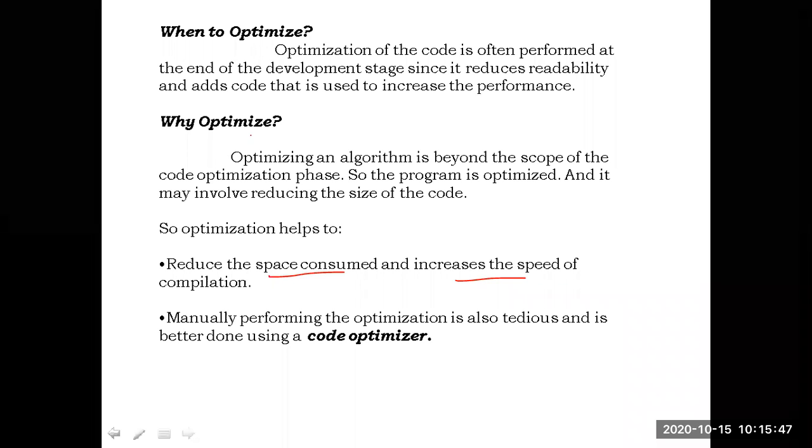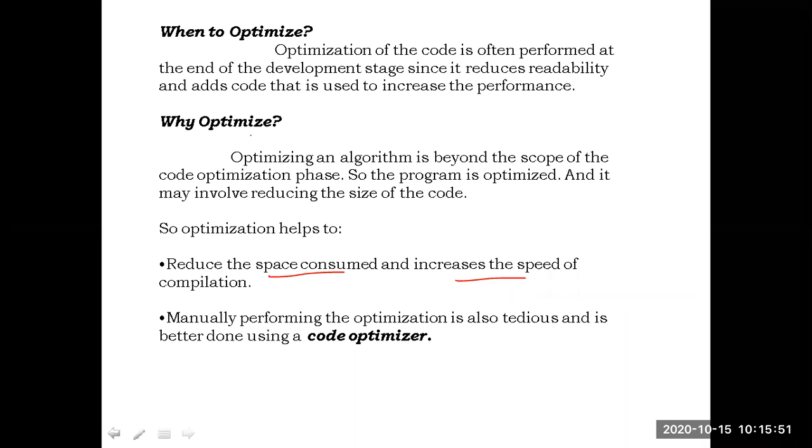Manually optimizing the program is difficult, it is time taking. Manually performing the optimization is tedious. So it is better to perform the code optimization by using some code optimizer. If you perform the code optimization by using a code optimizer, it will be better instead of doing the work manually.